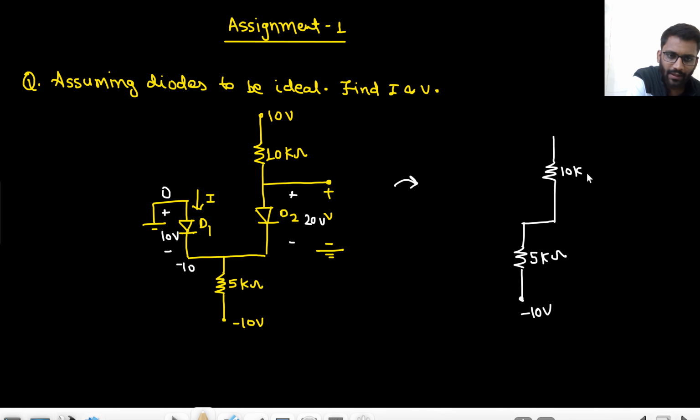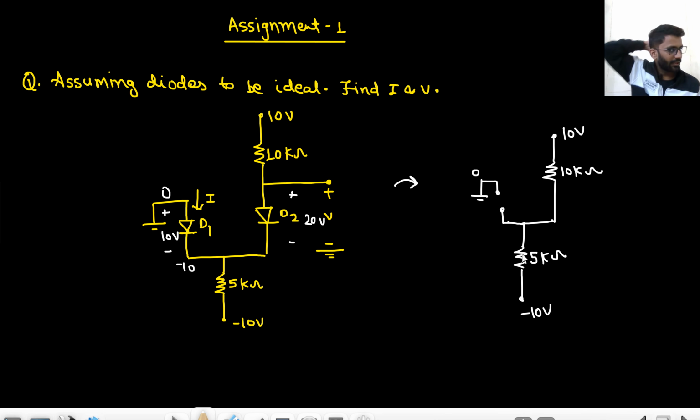Five kilo ohm, 10 kilo ohm, and 10 volt. Now we will find this potential. We have to find the potential here because we need to check if D2 is on or off. This potential is 0. So now we will find the potential here.